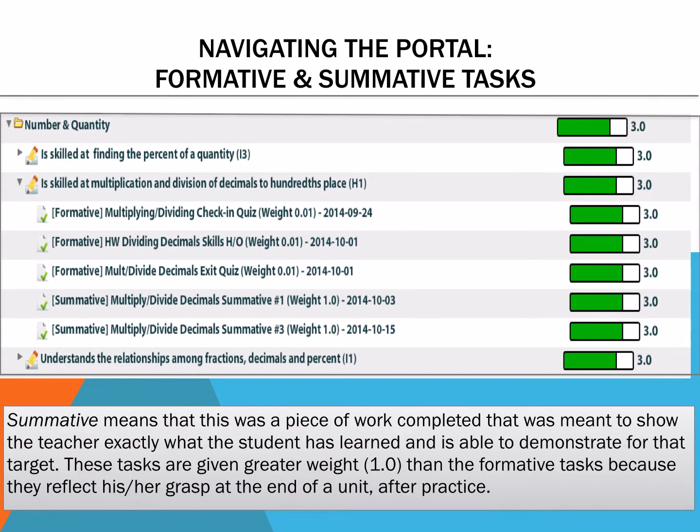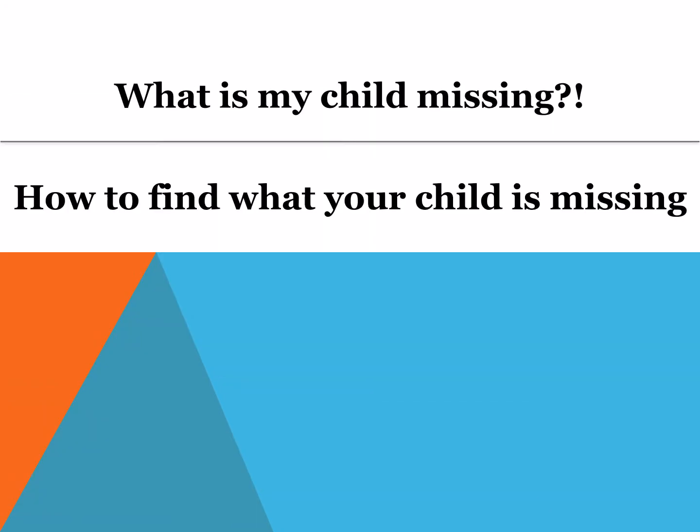Summative means that this was a piece of work completed that was meant to show the teacher exactly what the student has learned. It's an end-of-learning kind of task, and it's able to demonstrate mastery for that target. These tasks are given greater weight, a 1.0, than the formative tasks because they reflect his or her grasp at the end of the unit after they've had practice.